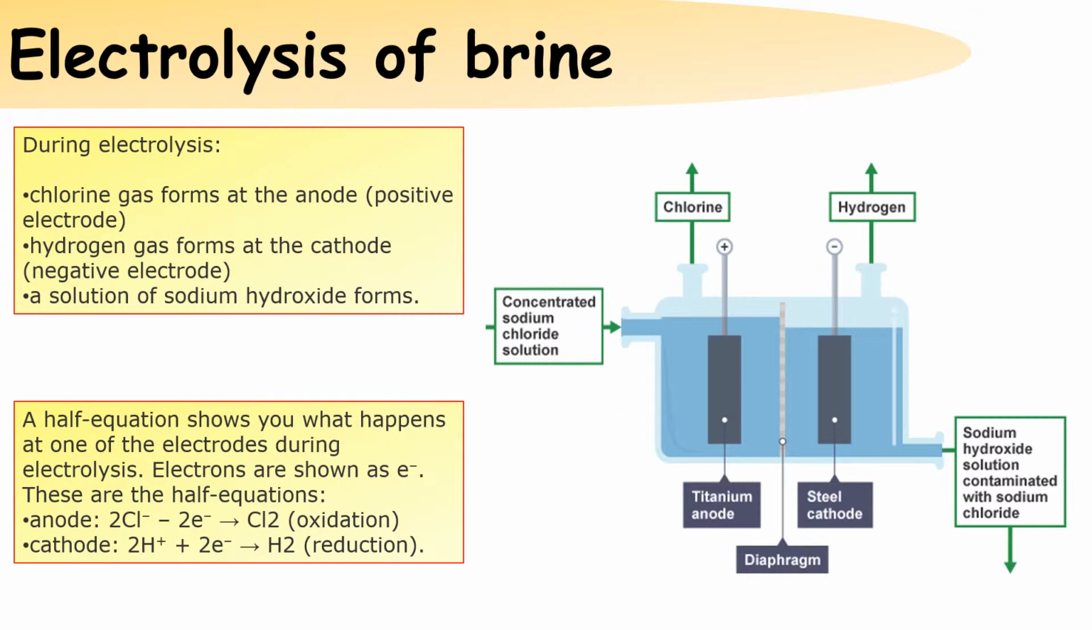The negative chloride ions will move towards the positive electrode. When the negative chloride ions get to the positive electrode, they will lose an electron and turn into chlorine gas. The positively charged hydrogen ions will move towards the negative electrode. When they get to the negative electrode, they will gain an electron and turn into hydrogen gas. Sodium hydroxide is left behind in solution, which can then be extracted.